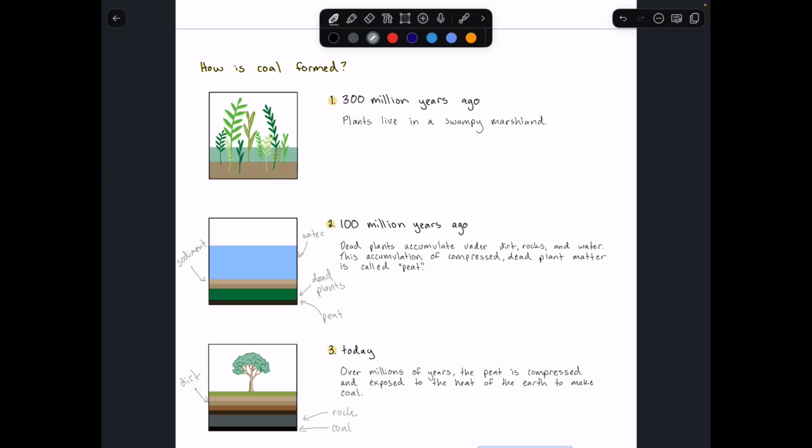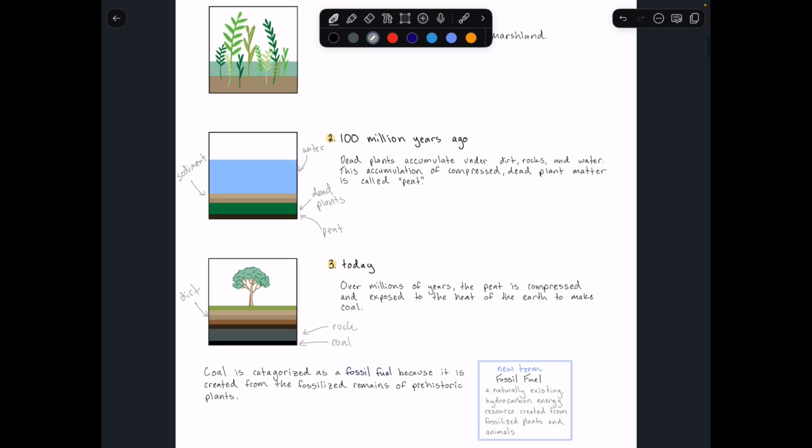And in the next subsection, we're going to be discussing the ways in which we access this coal through different mining methods. But before we get onto that section, there is a bit of terminology that I wanted to go over first.